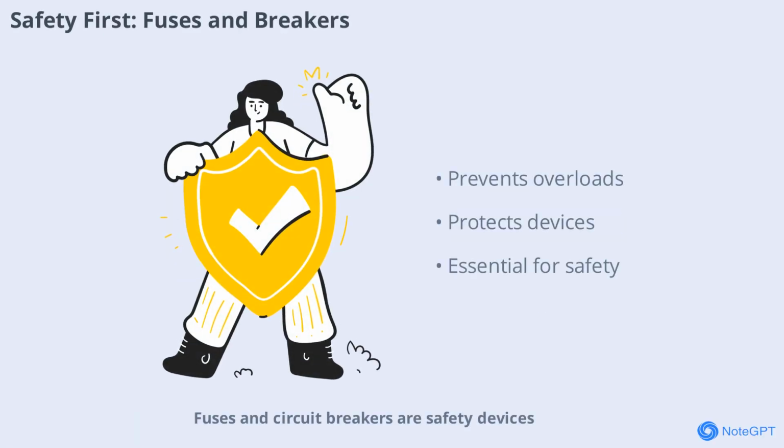Fuses and circuit breakers are safety devices that protect circuits from too much current. If the current exceeds a safe level, these devices interrupt the flow, preventing damage or fire. Ohm's law helps determine the maximum safe current for a circuit, guiding the selection of appropriate fuses and breakers. This ensures that our homes and devices remain safe during electrical faults.